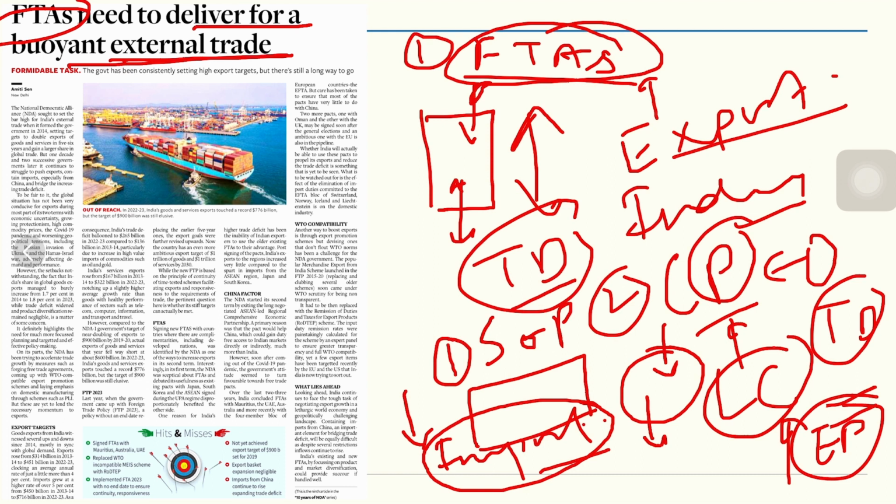That's why India has signed FTAs with Mauritius, Australia, and the UAE, and it has replaced the WTO-incompatible MEIS scheme with RoDTEP and implemented the Free Trade Agreement 2023 with no end date to ensure continuity and responsiveness. But India has not achieved the export target of $500 billion set for 2019. Its export basket expansion has been negligible, and imports from China continue to rise, expanding the trade deficit. So these are the hits and misses of the FTAs. You can always write these in the examination.